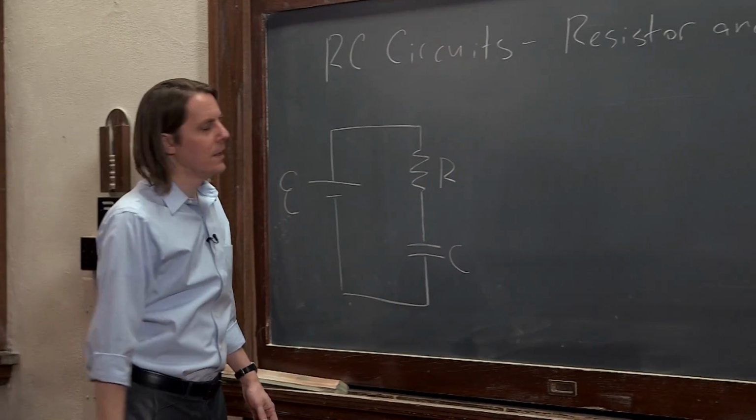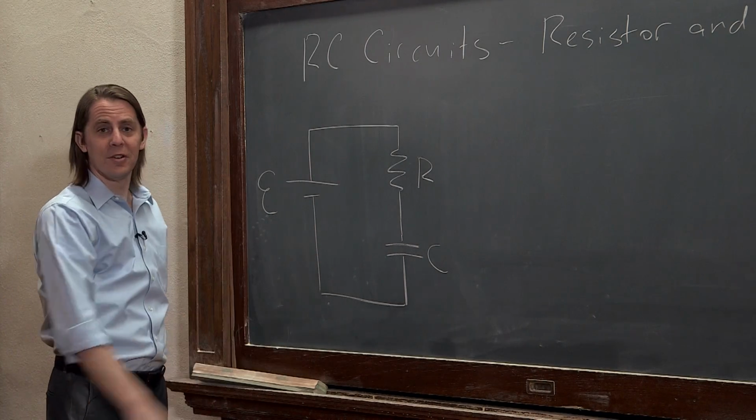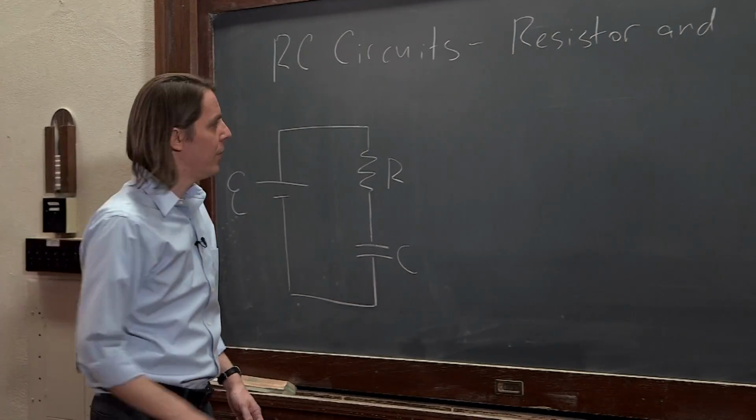Okay, so let's apply Kirchhoff's rules to this thing. Well, there's no junctions in it, so we're just going to apply the loop rule.